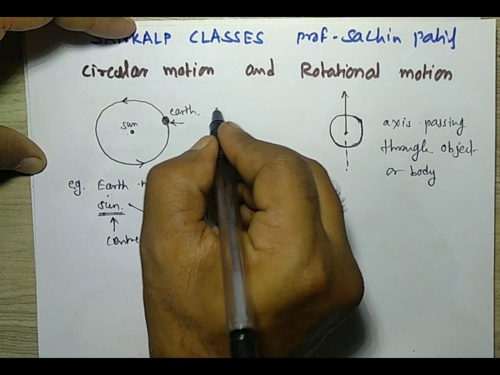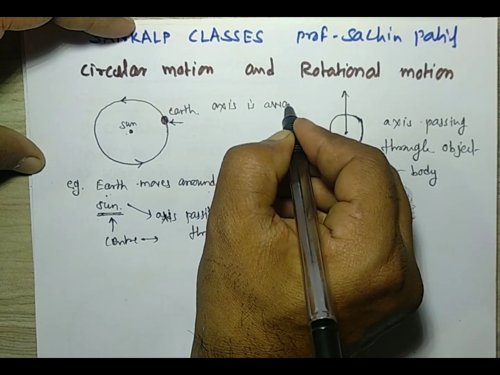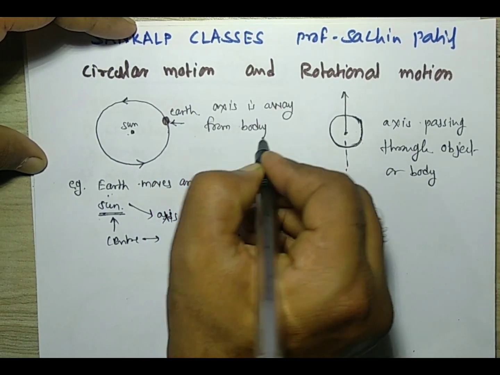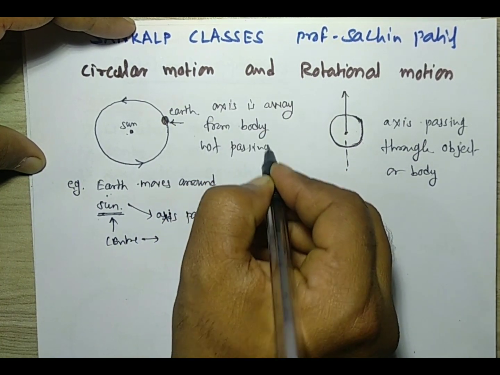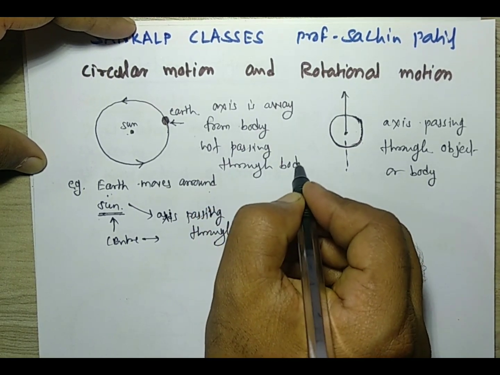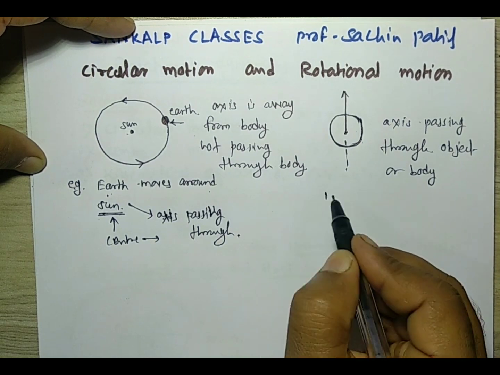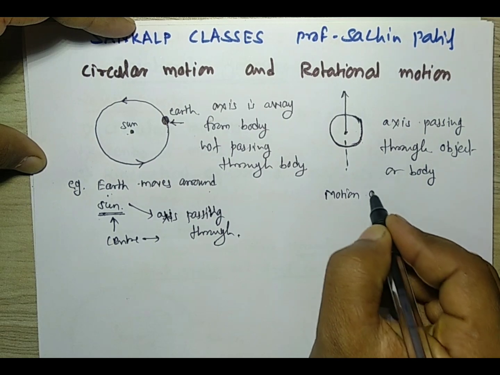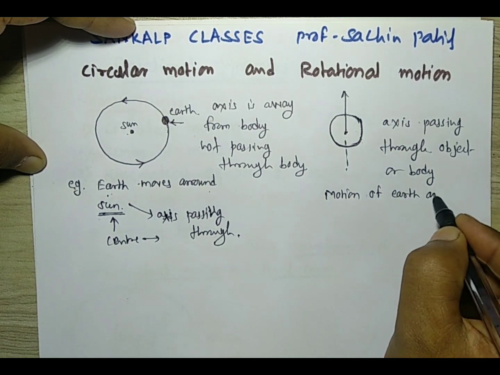In circular motion, the axis is away from the body, not passing through the body. In rotational motion, it passes through the body. For example, the motion of Earth around itself.